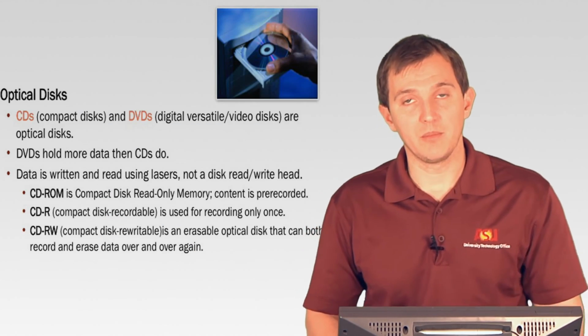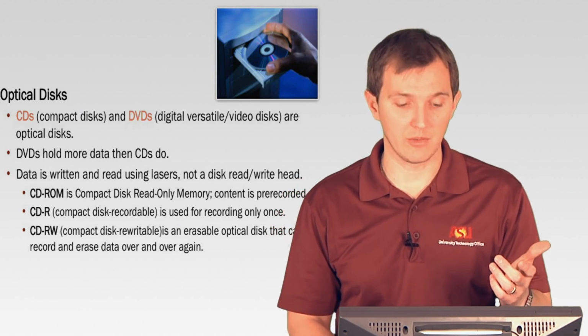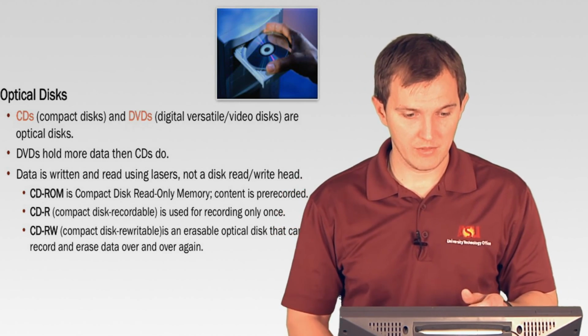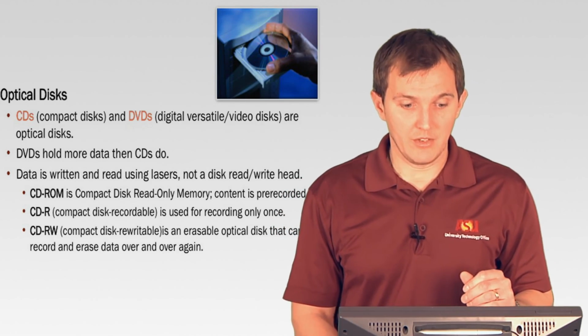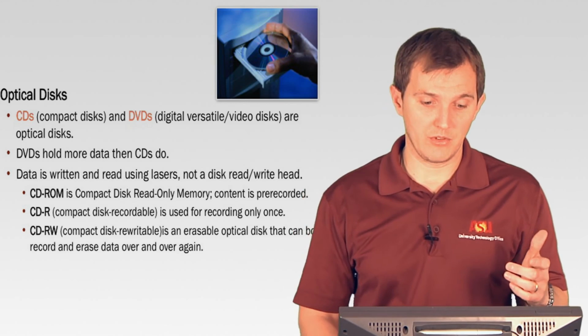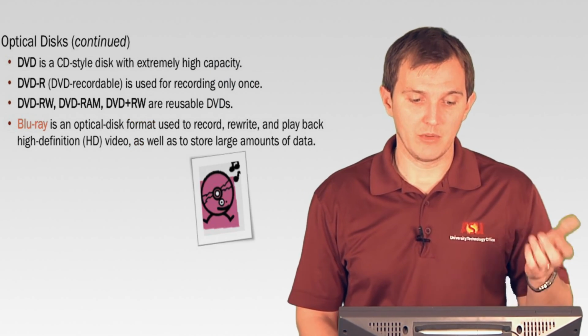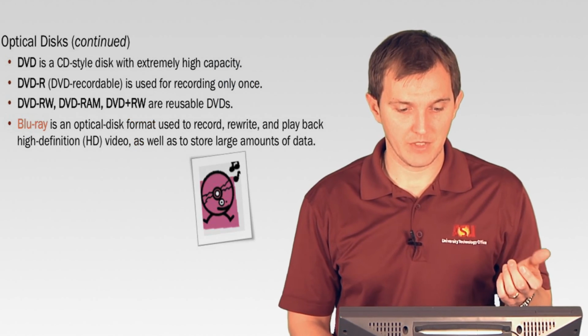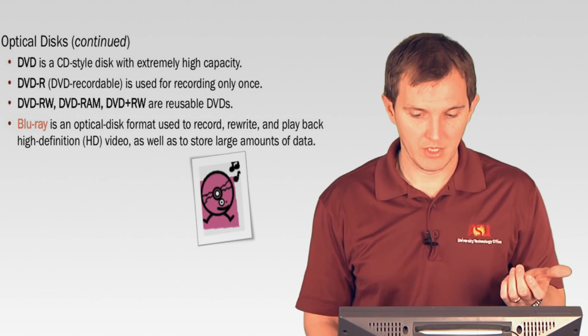Optical discs, information that's written and read with a laser, such as a CD, DVD, CDRW, which is rewritable, DVD-R, which is a recordable DVD, and then we have RW, which is rewritable, and then DVD-RAM, which is a format that nobody really uses.